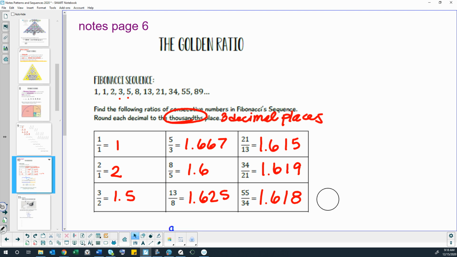So isn't it kind of weird that it started bouncing back and forth between 1 and 2, then it just started honing in on this 1.6 and gets closer and closer to its value, right? So this is what we call the golden ratio. The bigger numbers we use in the Fibonacci sequence to divide, the closer we get to this golden ratio, which is approximately 1.618.